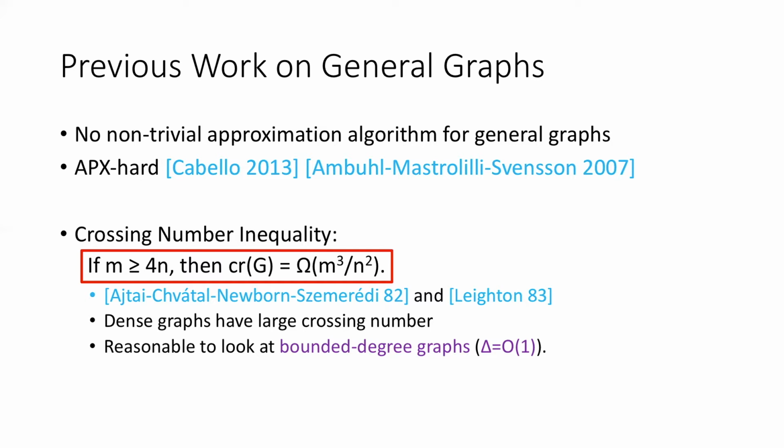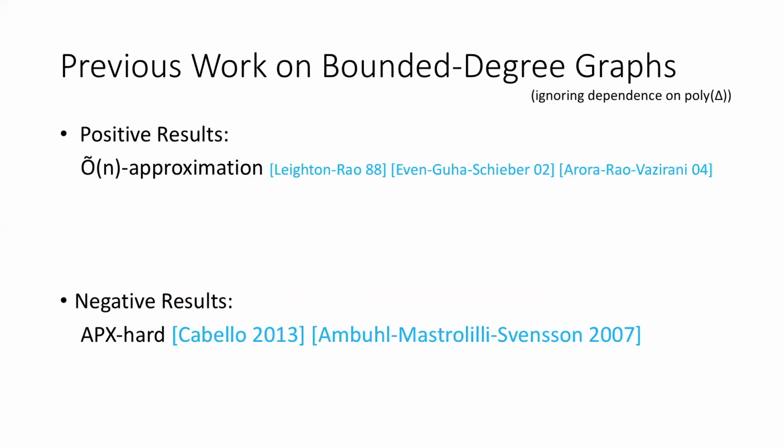Therefore, it makes sense to look at bounded degree graphs, where the max vertex degree is bounded by a constant. And this is indeed the main direction of the research on this problem in the past 10 years. So what is previously known for bounded degree graphs? Note that for any approximation factor on these slides, I'm omitting the poly(Δ) factor, where Δ is the maximum degree of the graph. So when I write O(n) approximation, it's actually O(n poly Δ) approximation.